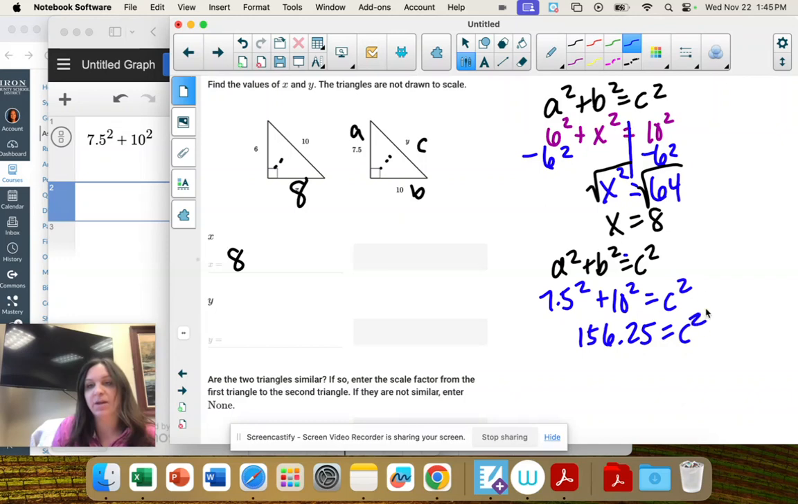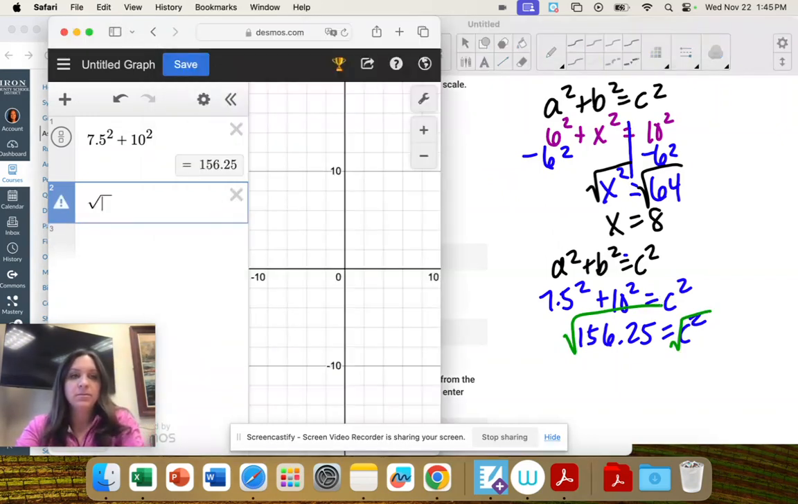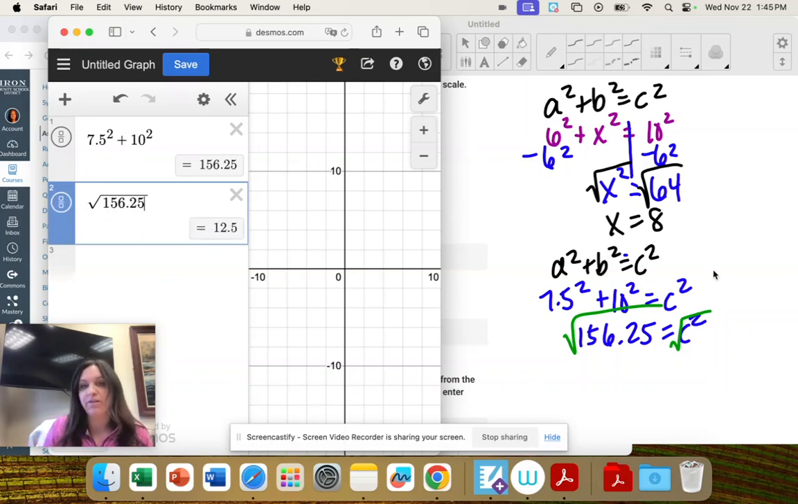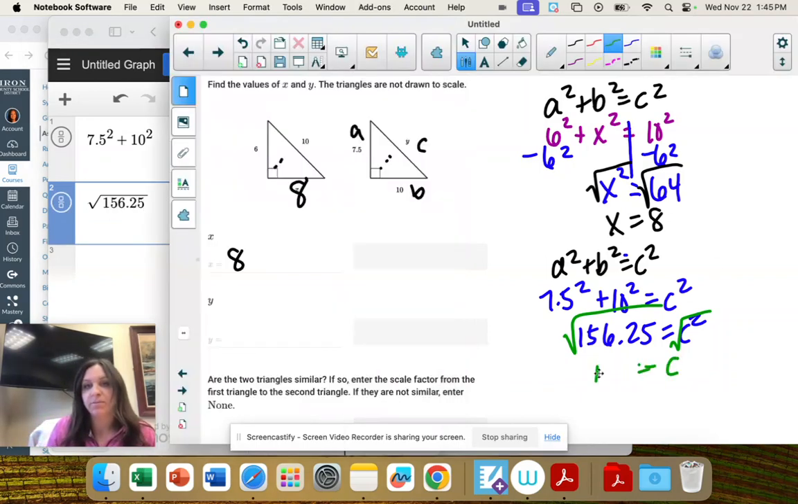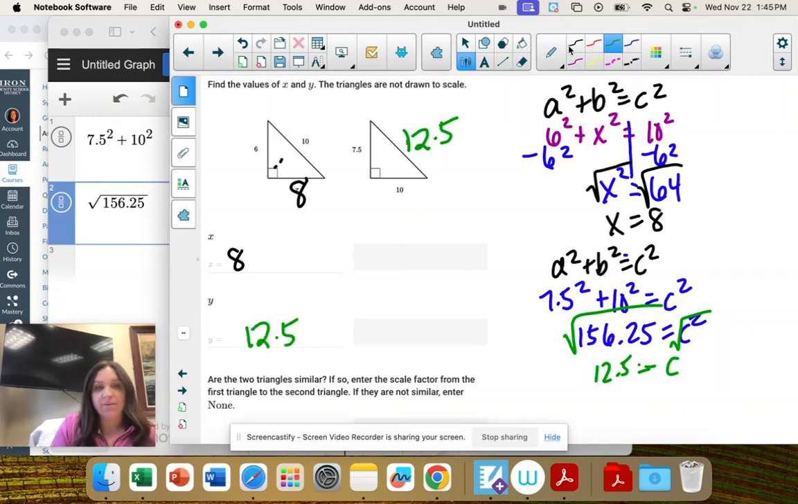So 156.25 is c squared. But we don't want c squared, we just want c. So we take the square root of both sides, which is 12.5. So I'm just going to erase that. That is 12.5. And that's going to help me look at my ratios to see if they're similar.